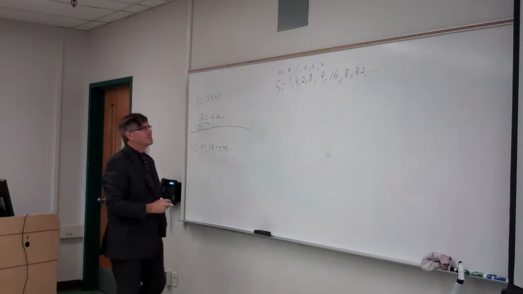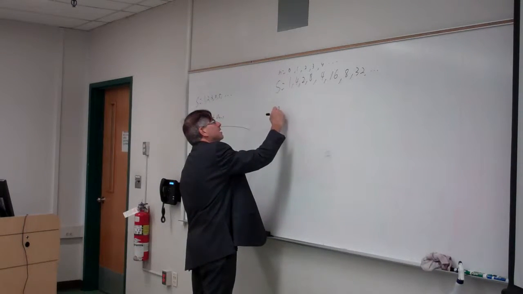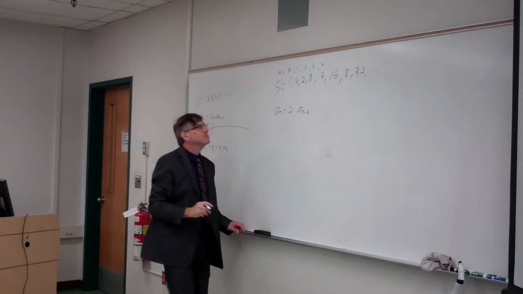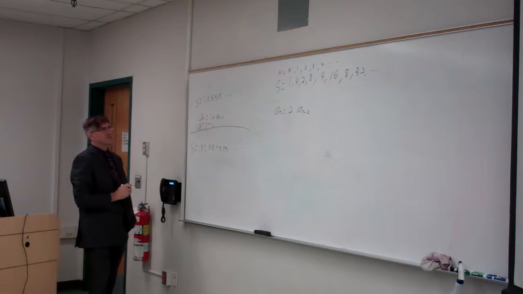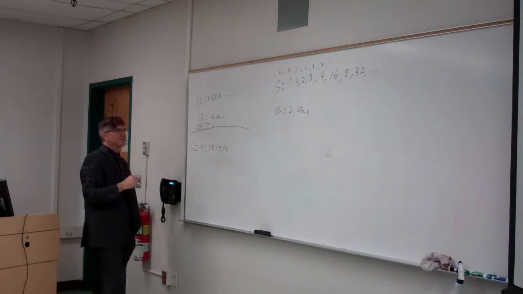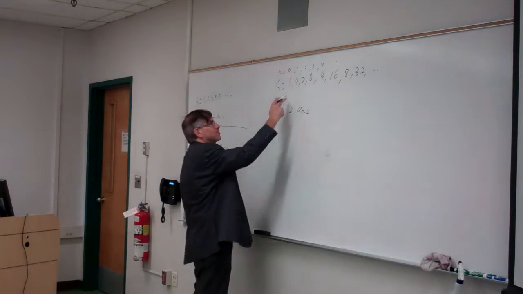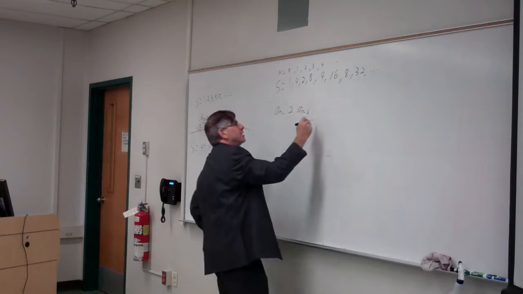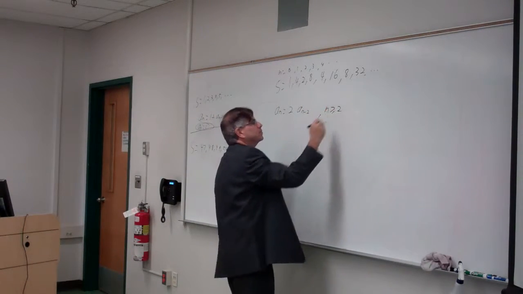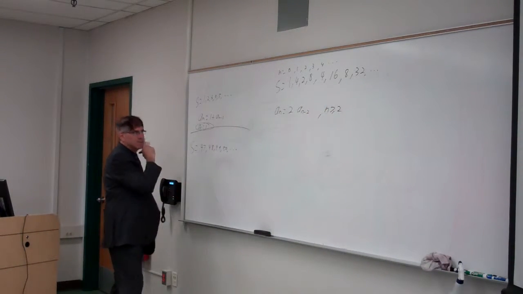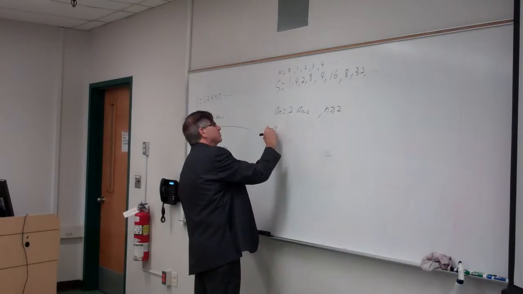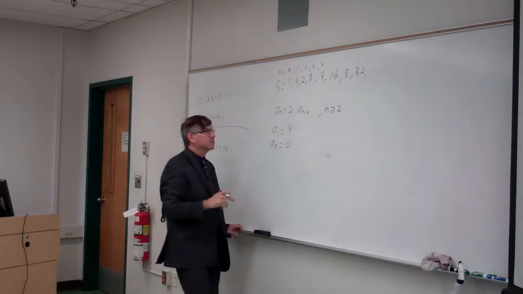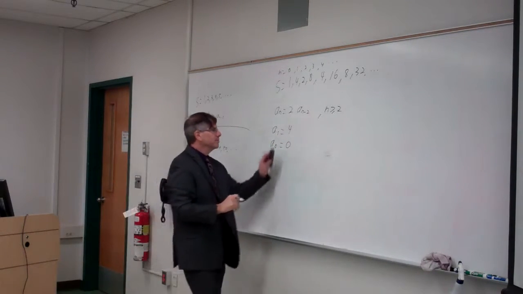So one way to do this would be a sub n equals 2 times a sub n minus 2, because each term is just twice the term that came 2 before it. But that does not work for a1 or a0. That only works for n bigger than or equal to 2. And then we can have some initial conditions. A1 equals 4, a0 equals 0. Sorry, 1.